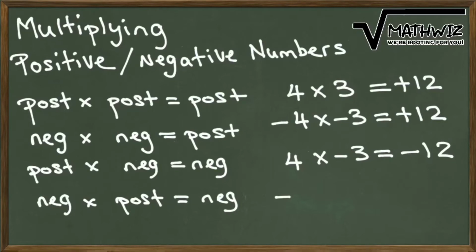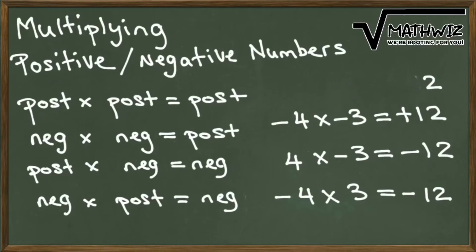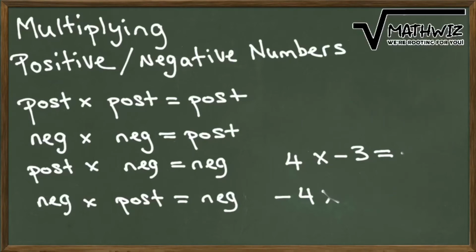So let us say we had minus 4 times 3. So again, you're going ahead, you're multiplying the numbers, which is 12, and then you're deciding what the sign will be. And since we have a negative times a positive, your answer is going to be a negative. Okay, so let us go ahead and try another set of examples, and then I will give you some to try on your own.